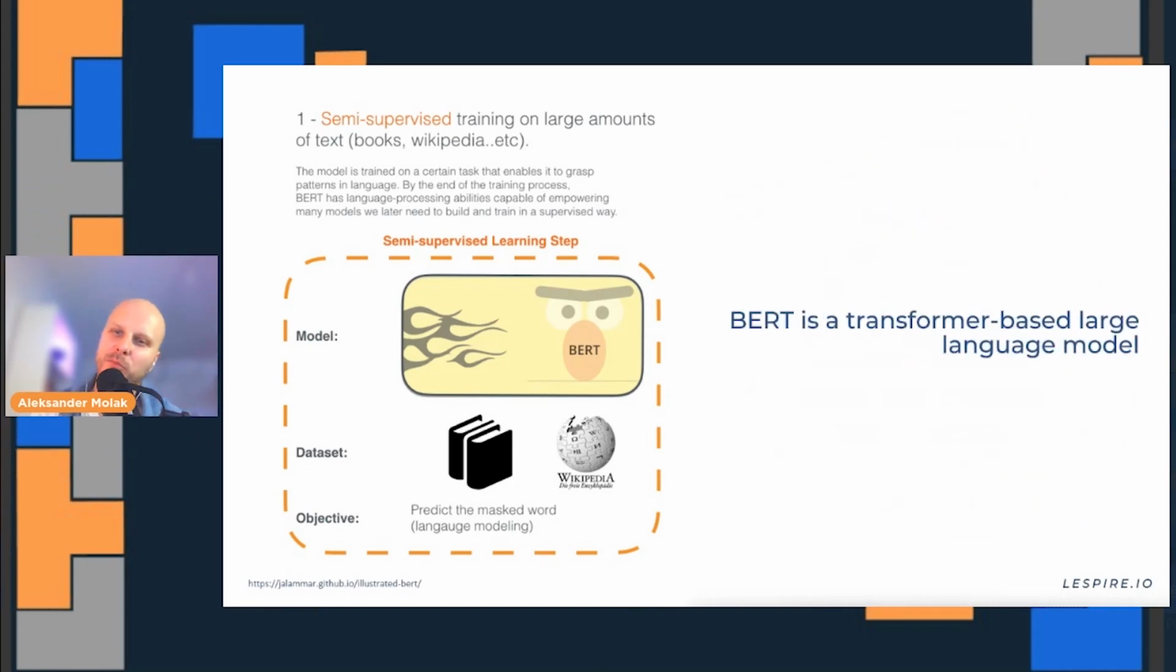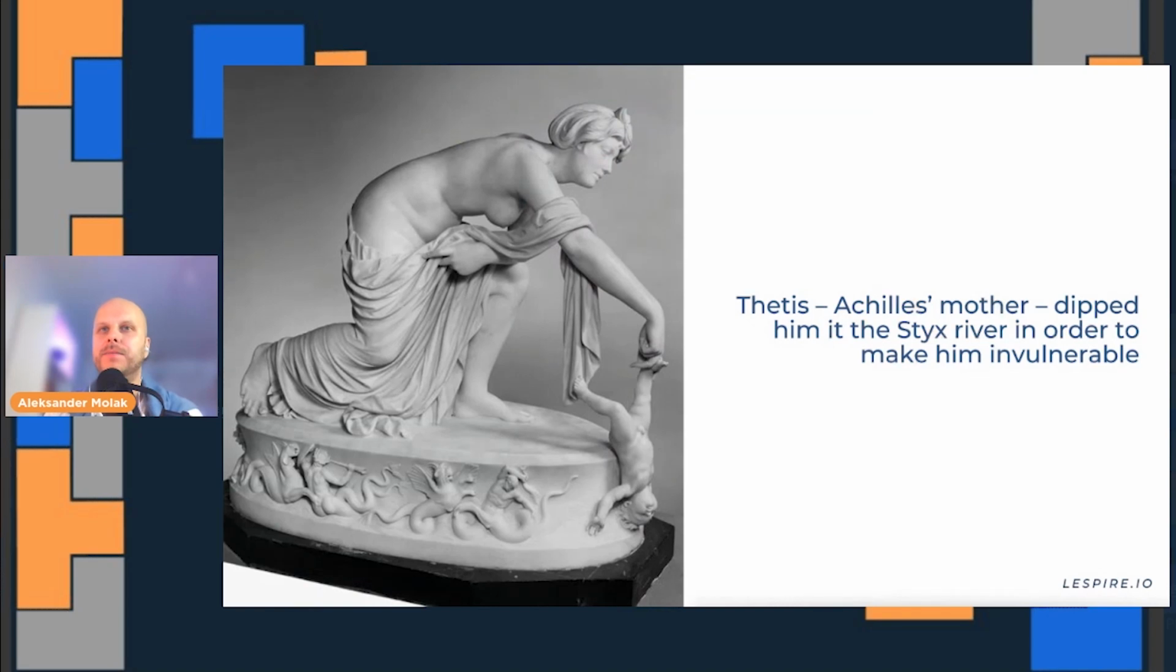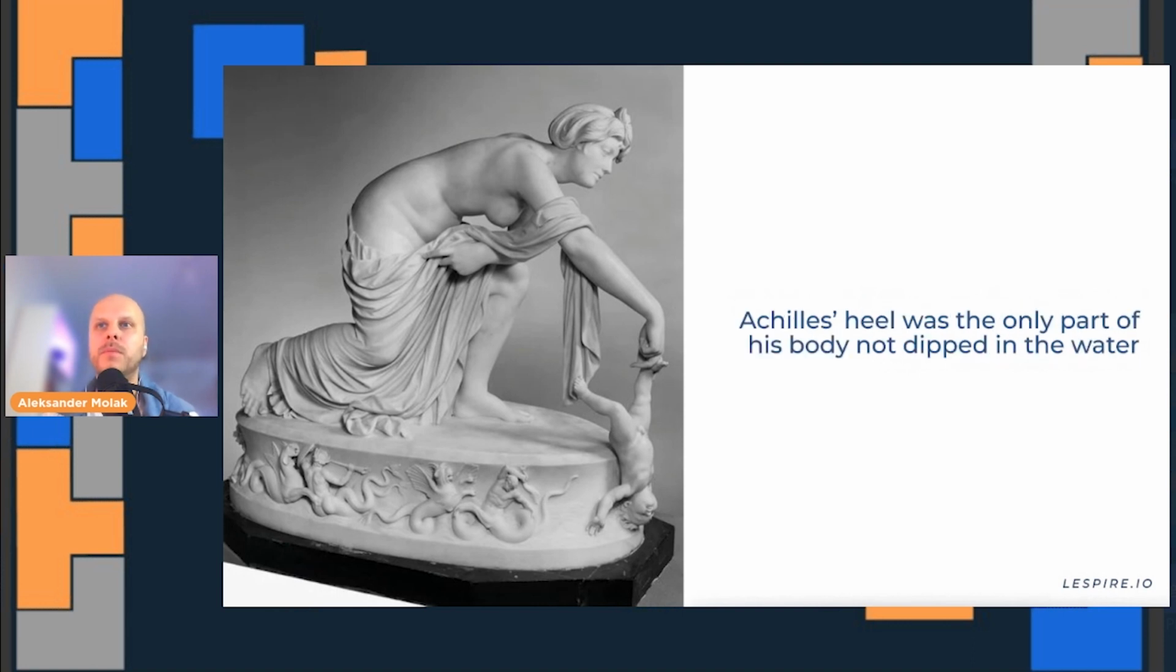So I will move back quickly. We talked about Achilles. We talked about his story and the story of his mother dipping him in the Styx River in order to make him invulnerable, and that she was holding him by his heel. That was the only part of his body that remained vulnerable and then became a cause of his death.